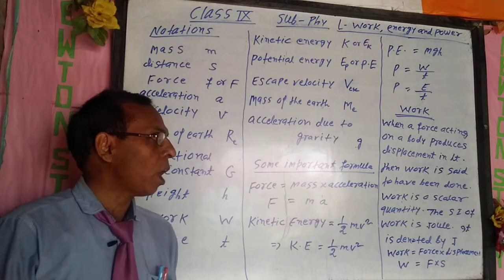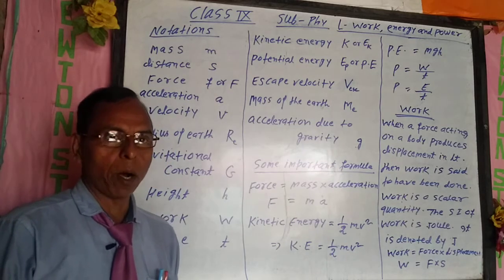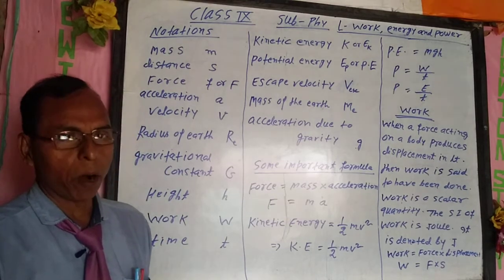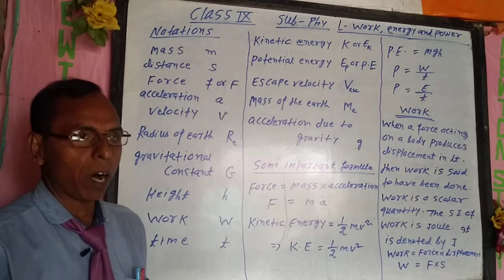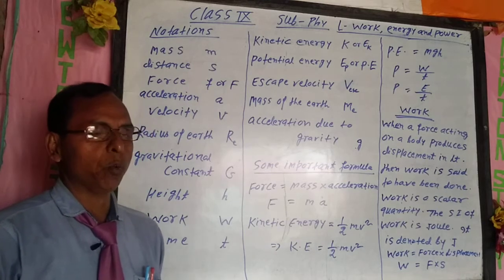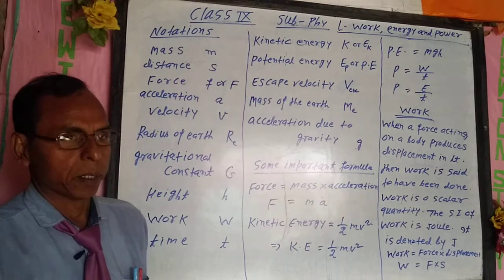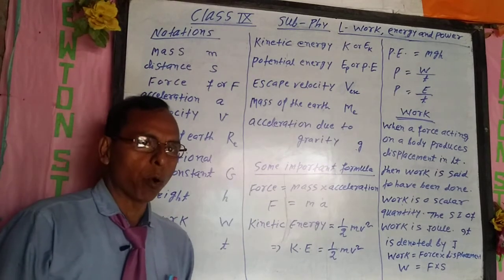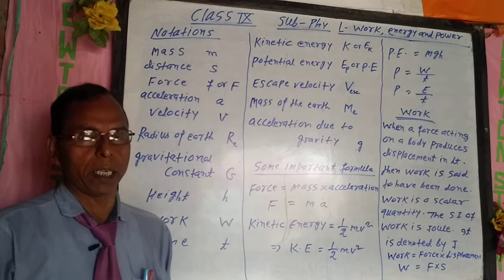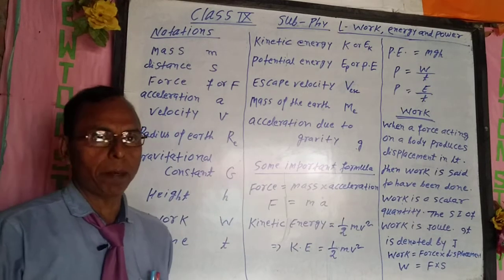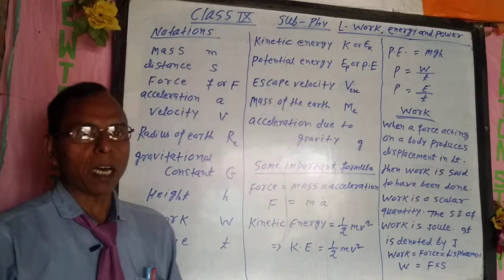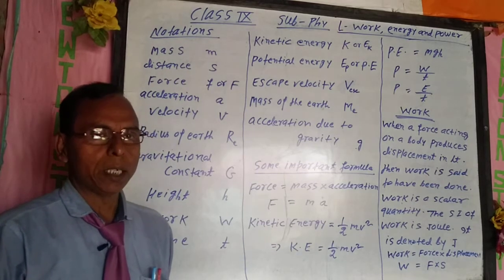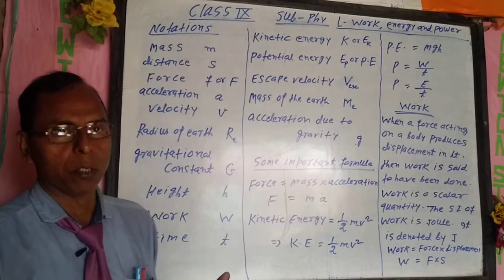When a force acting on a body produces displacement in the body, then work is said to be done. Suppose 10 Newton force is applied on a body and 3 meter displacement takes place, then the work is equal to 10 into 3, which is 30 joule.